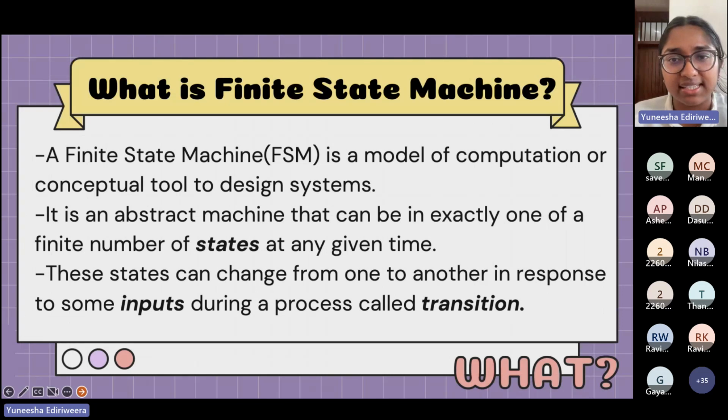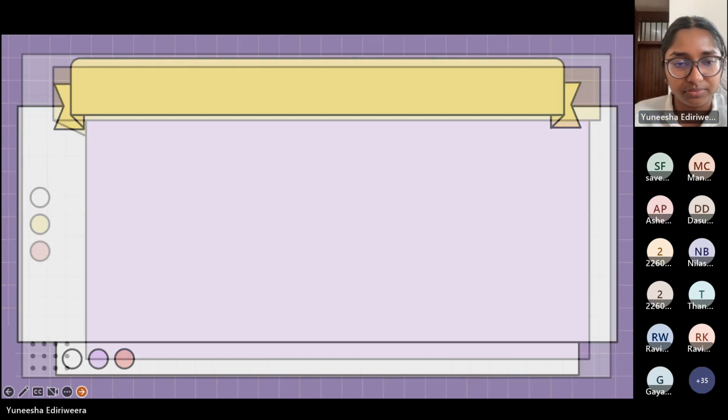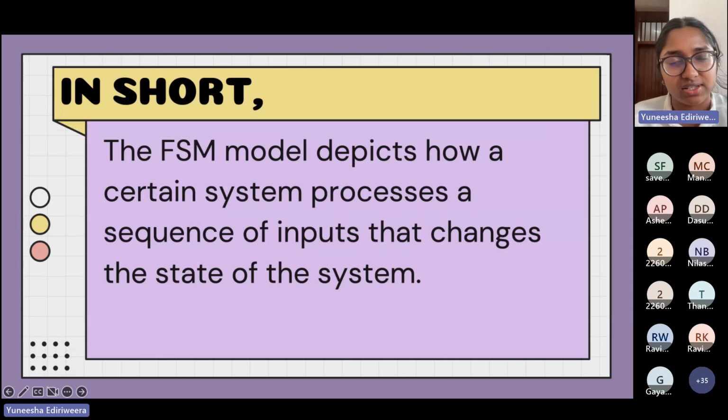So what is a finite state machine? A finite state machine or a finite automaton is a model of computation or a conceptual tool used to design systems. It is an abstract machine that can be in exactly one of a finite number of states at a given time. These states can change from one to another in response to a set of inputs during a process called transition. Finite state machines, or FSM for short, depict how a certain system processes a sequence of inputs that changes the state of the system.